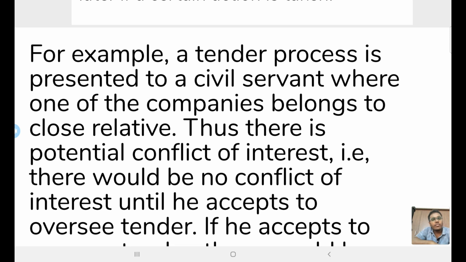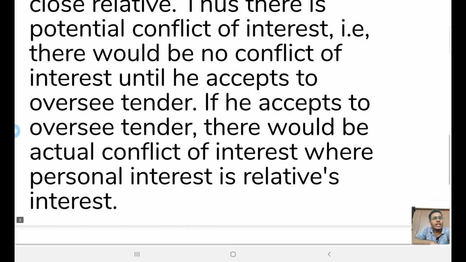So there is only potential conflict of interest if he accepts to oversee the tender. However, if he has already accepted, then there would be actual conflict of interest because there is some personal interest in the relative's interest. So if he accepts, there is actual conflict of interest, but as long as he does not accept, there is only potential conflict of interest. If he had already accepted, then there is actual conflict of interest.